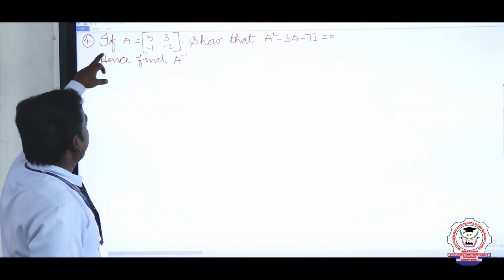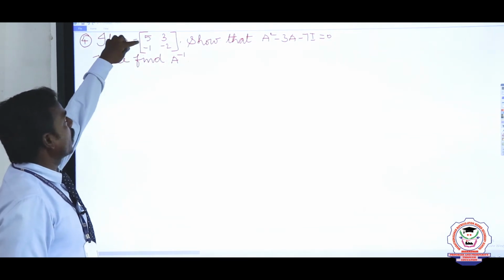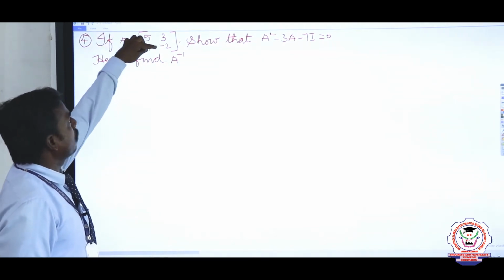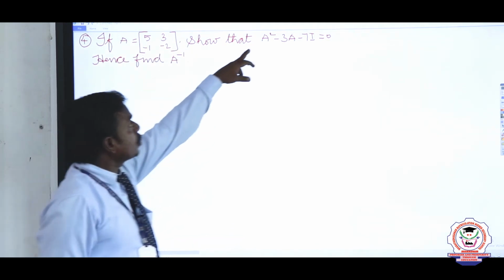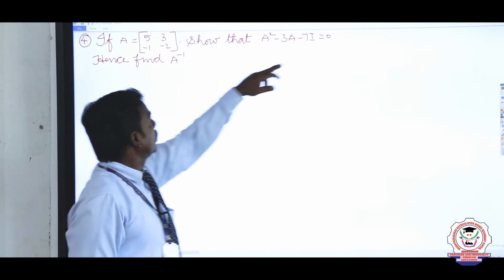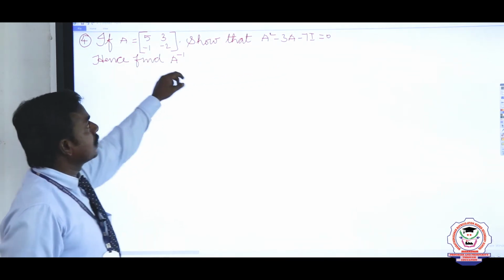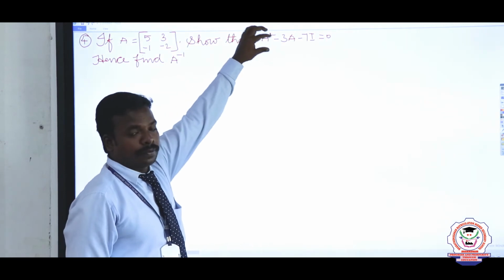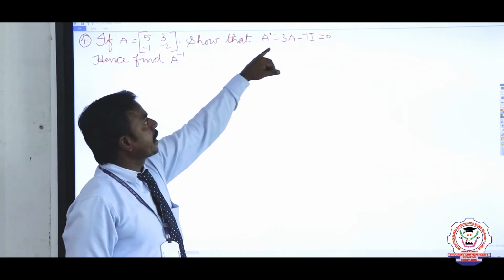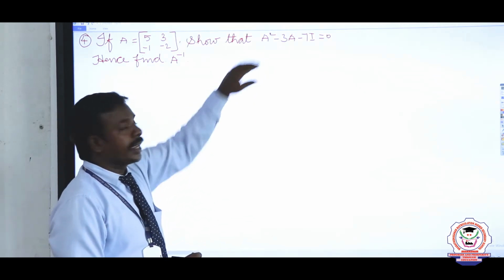Question number 4, if A equal to the given 2 by 2 matrix, so in the first row 5, 3, second row minus 1, minus 2, show that A square minus 3A minus 7I which is equal to 0. Hence, find A inverse. So, we need to find the inverse term from the question. First, we need to prove A square minus 3A minus 7I which is equal to 0. To prove this, we need to find A square.